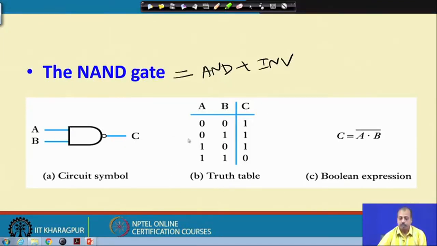So, this is the truth table. When both the inputs are equal to 1, the output is equal to 0, otherwise the output is equal to 1. In a Boolean expression, it is represented like this: C equal to (AB) bar. This dot is often ignored, so we write it like this: AB bar. The NAND gate is called a derived gate because it can be derived from the AND gate and inverter. AND and inverter are fundamental gates, and from them we can derive other gates. The NAND gate is one such derivation.